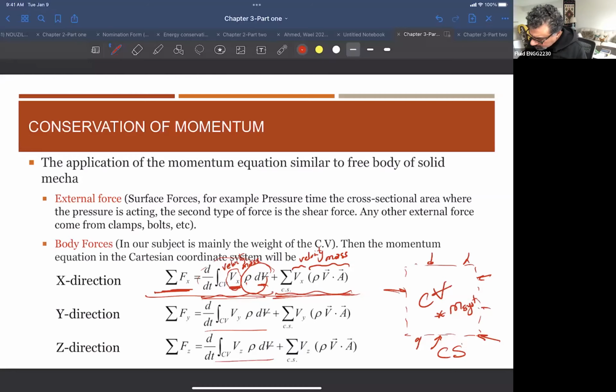Okay. So what we need to do in this case is monitor what's happening in any system. Let's first see if the system is steady or unsteady. Even if it's steady, only the first term will be 0, right? But the second term here will be the momentum in and momentum out. And I will show you an example for this.